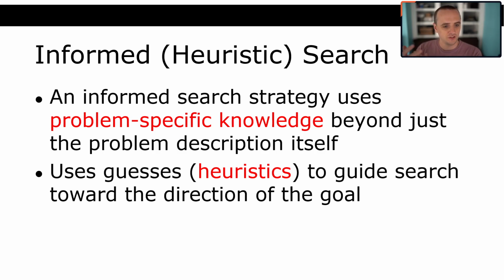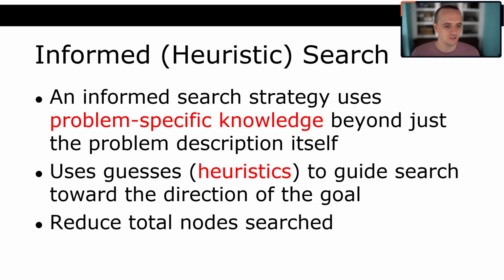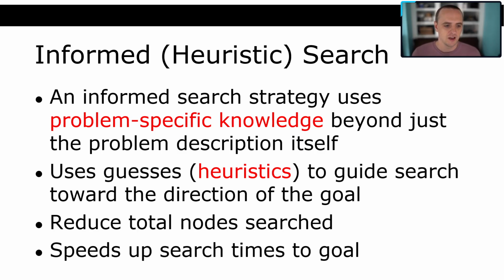We're going to come up with these heuristics or guesses in order to inform the search of maybe which node in the open list it should explore next. And ideally, if we explore better candidate nodes, we're going to be able to finish the search in far less time than if we just use something like BFS or DFS. So this is going to hopefully reduce the total number of nodes searched and make our searches faster. The end result here is to speed up the search times to the goal.